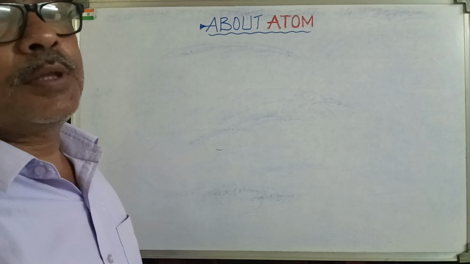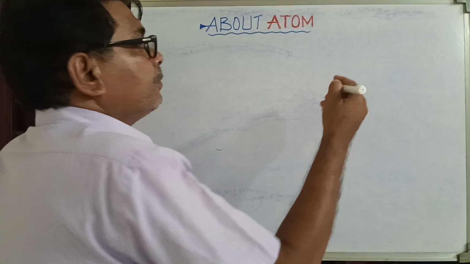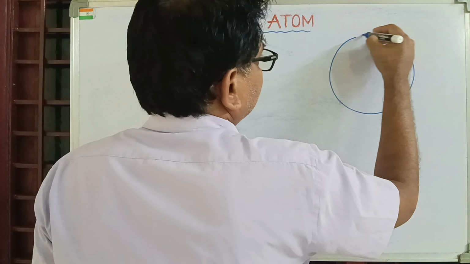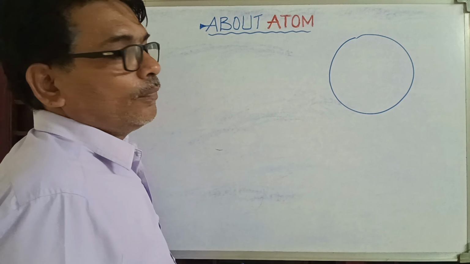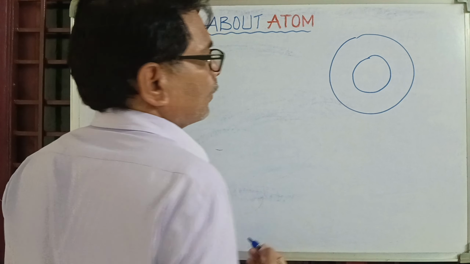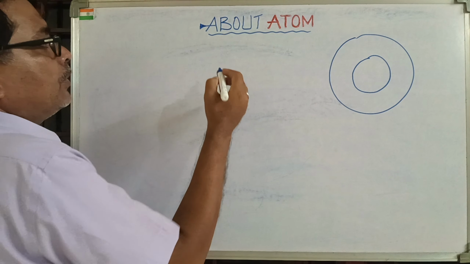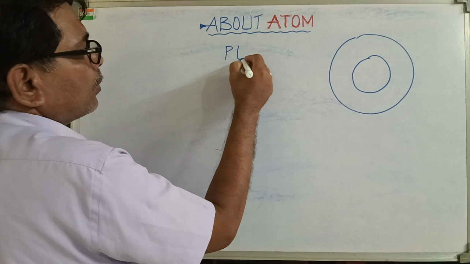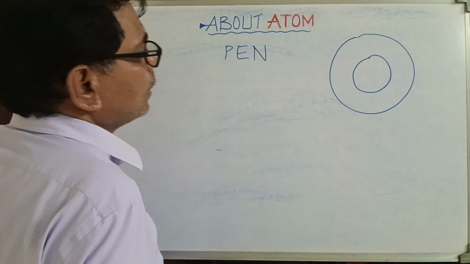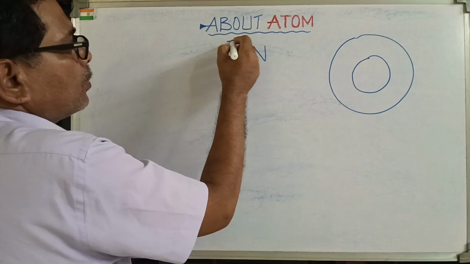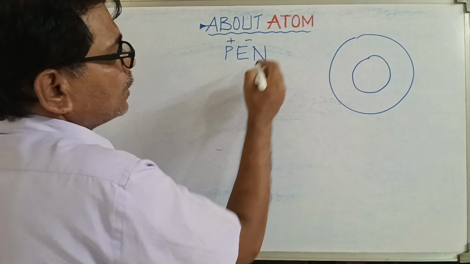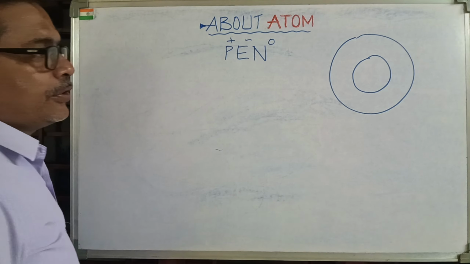Today we will be speaking about the atom. As stated by Rutherford, the atom is spherical in shape and mostly hollow. The middle of the atom is a place called the nucleus. There are mainly three subatomic particles: protons, electrons and neutrons. You can remember them as PEN. Protons are positively charged particles, electrons are negatively charged particles, and neutrons do not have any charge.